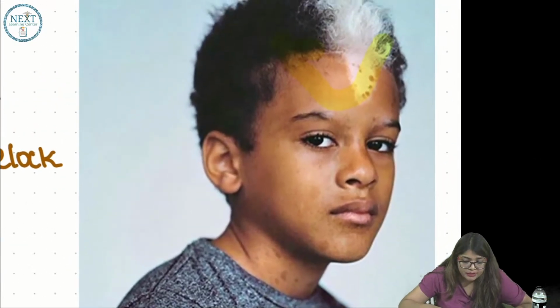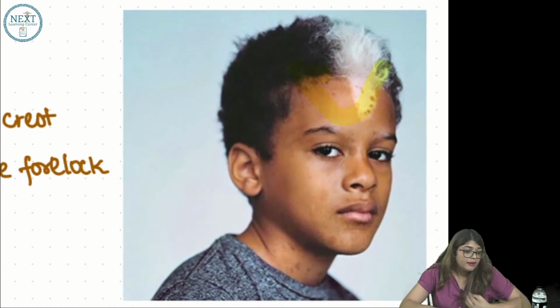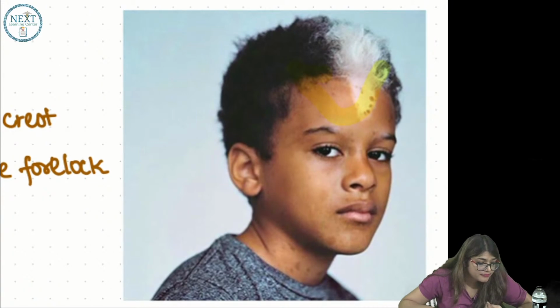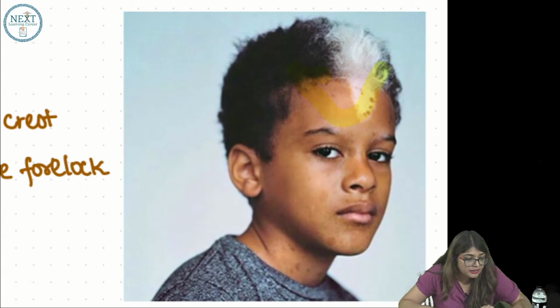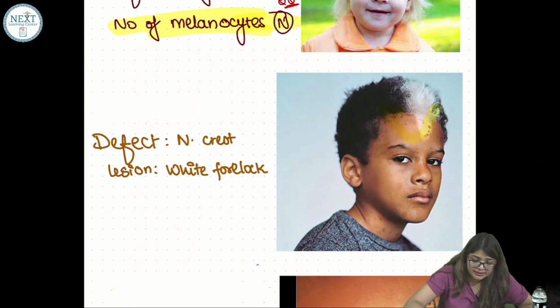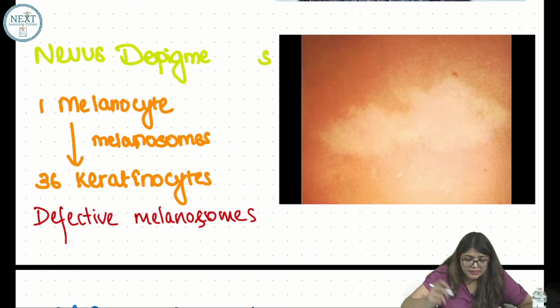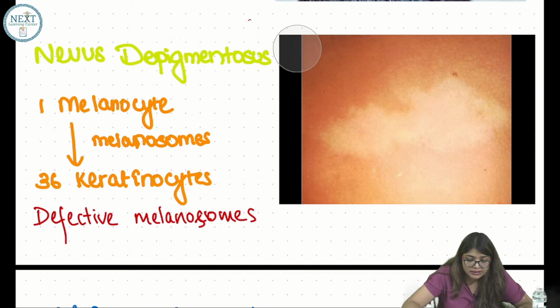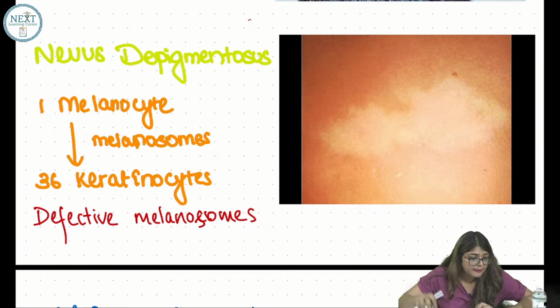Look at this now. What is this? Again, this is a defect of neural crest. Can you see the forelock? So tell me about this one. Yes, this is your hypopigmentary disorder. It is piebaldism. What about this one? This one I don't want you to remember that much. This is nevus depigmentosus. Usually they don't ask this in the exam. It is just a hypopigmentary lesion, right?